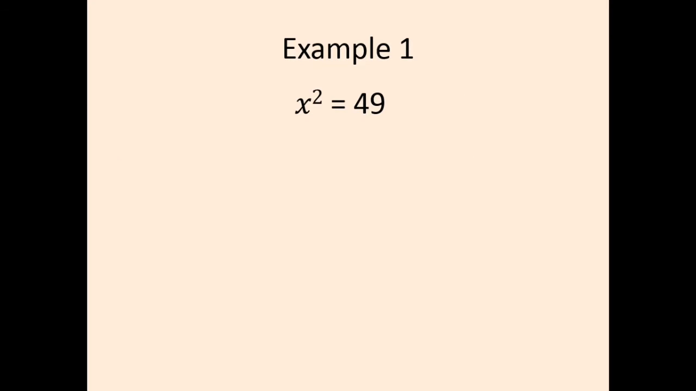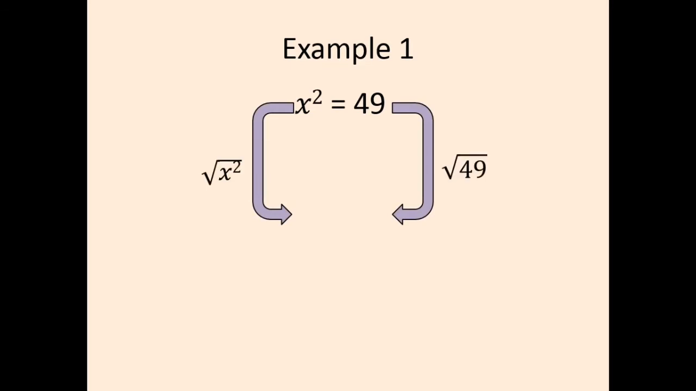Okay. So how can I get rid of that x squared? Well, I'll square root both sides. The square root of x squared just gives me x, and the square root of 49 would be 7, because 7 squared is 49. You can work this out yourself. 7 squared means 7 times 7, which is 49. Therefore, the square root of 49 would be 7.